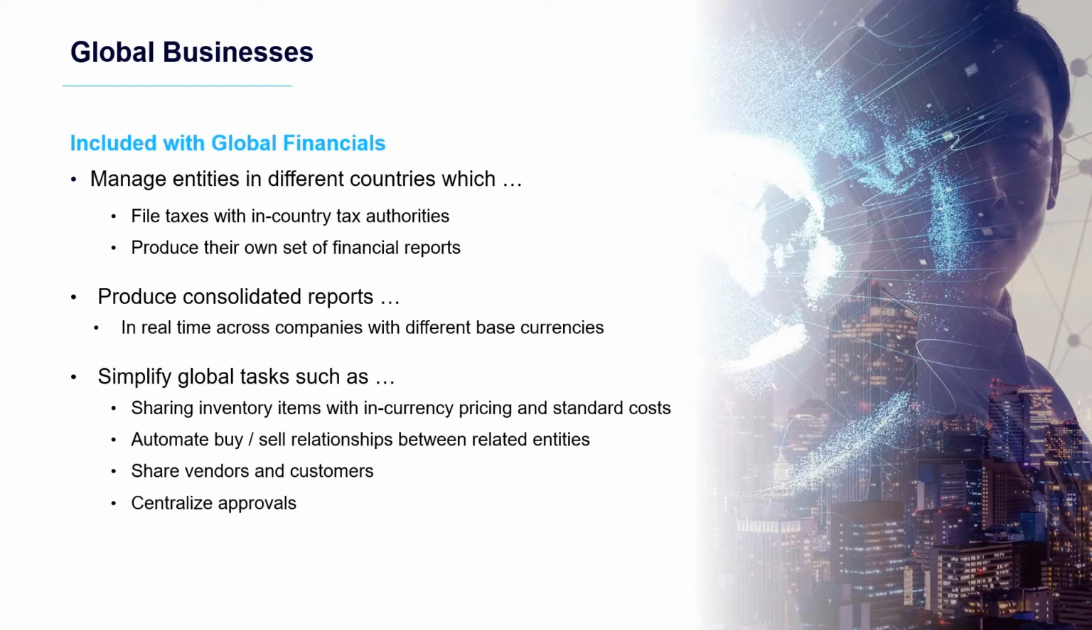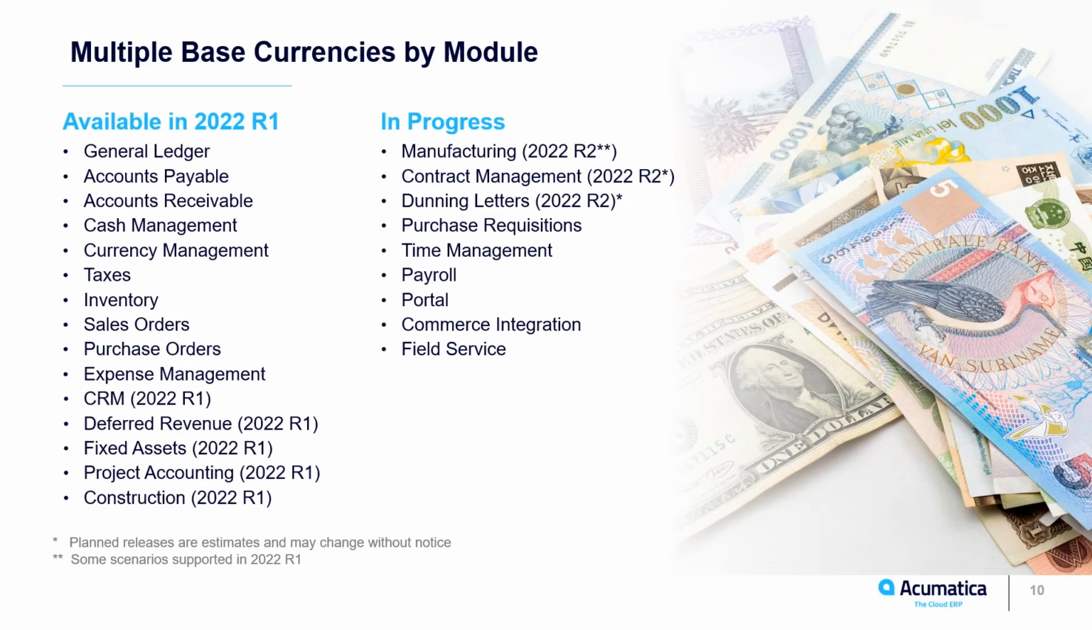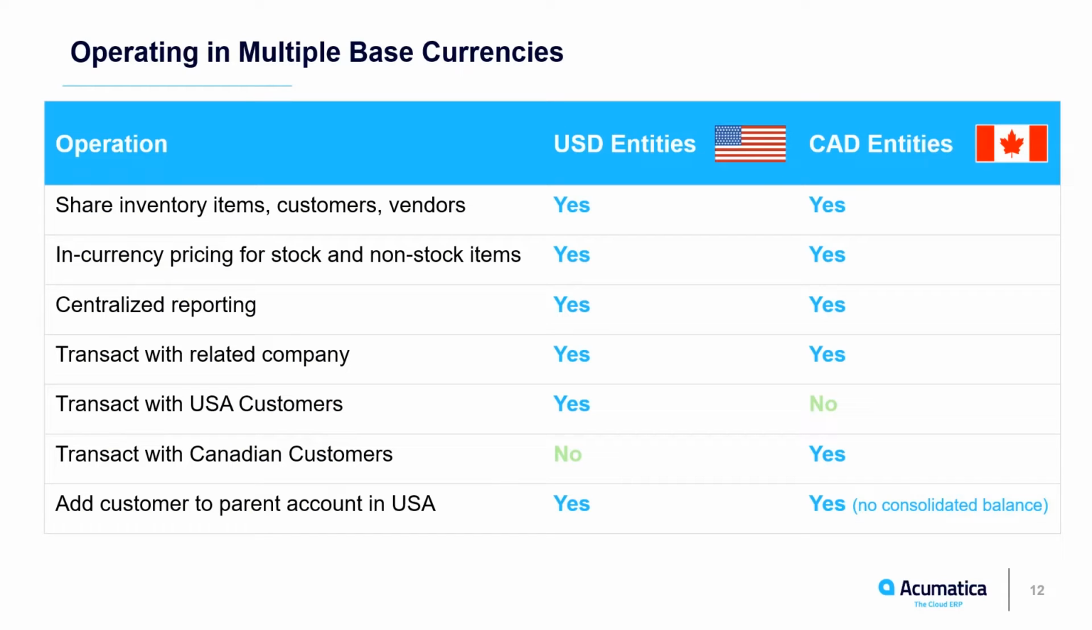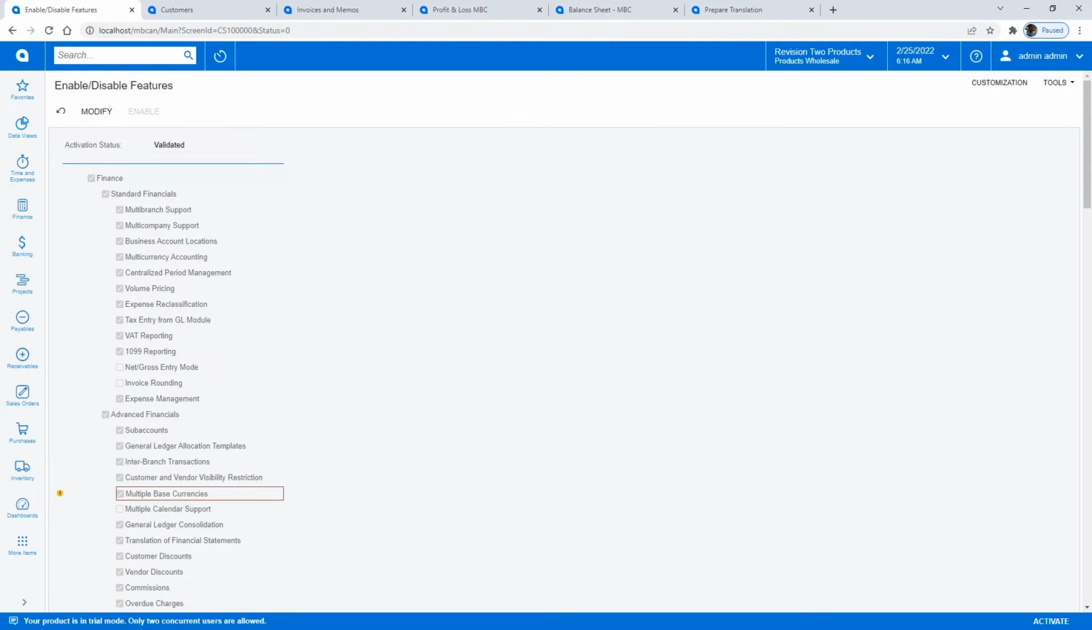set of reports. This slide shows the progress that we've made. We now have availability with CRM, deferred revenue, fixed assets, project accounting, and construction modules. You see that we have some others that are in progress. Manufacturing has limited capabilities, but some in 22R1. Here's a listing of the things that you can accomplish between entities using the new multiple base currencies features. So let's take a look in the software.